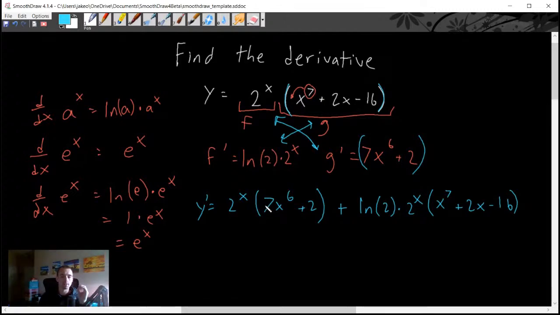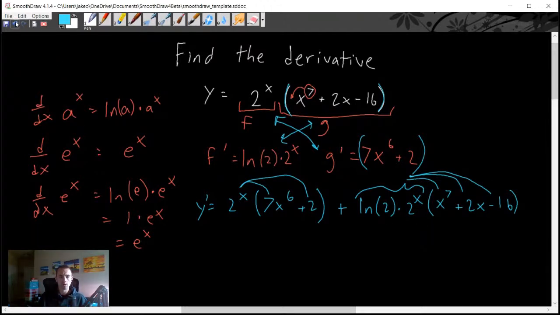And what I mean by that is, is it going to be easier for us to factor stuff out or distribute everything throughout the parentheses? Because those are obviously opposite processes, right? So we could distribute 2 to the x into the parentheses here, distribute the natural log of 2 times 2 to the x into these parentheses, and expand everything out.